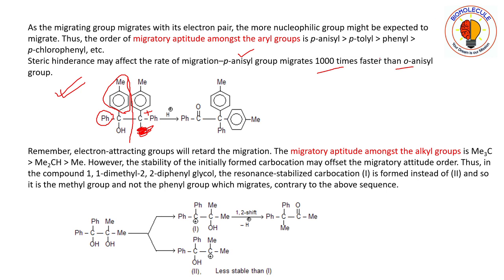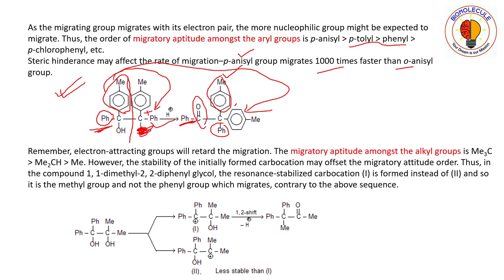So you can see here the trend. Para-tolyl has more tendency to migrate. So this para-tolyl group will migrate over this carbocation. As in the result, you can see that this carbocation contains the phenyl group, and the para-tolyl group is here. So see here, this carbon contains the phenyl group. So para-tolyl preferentially migrates over phenyl.